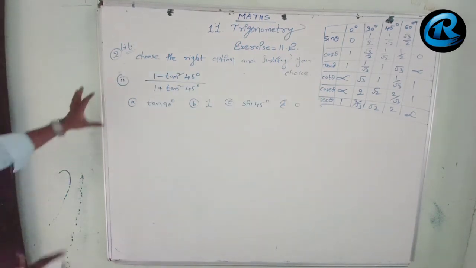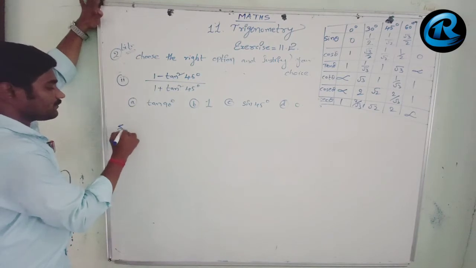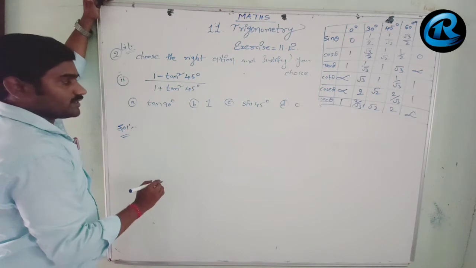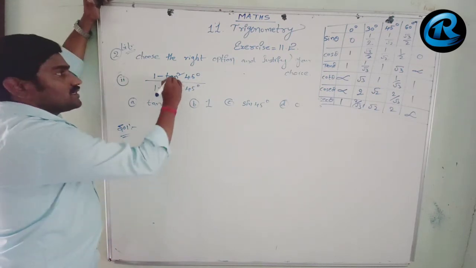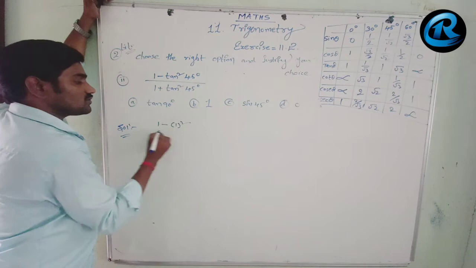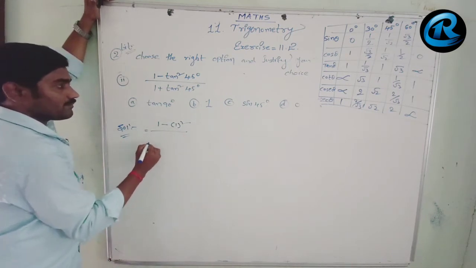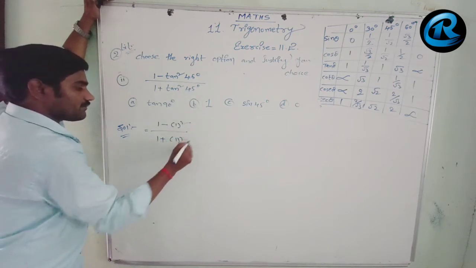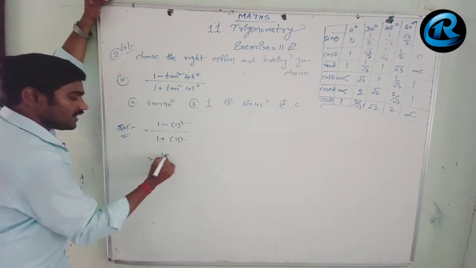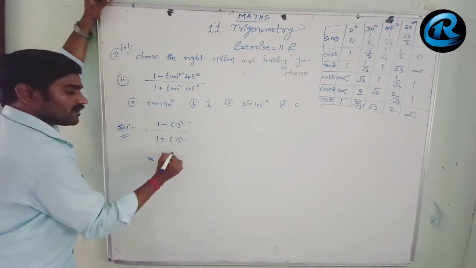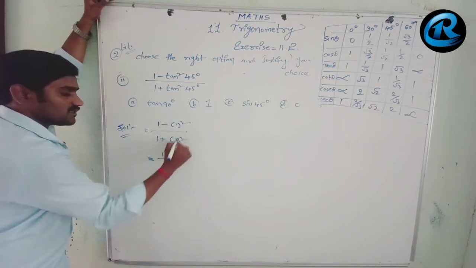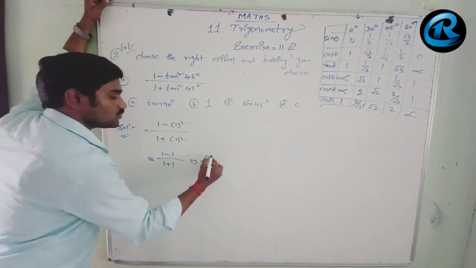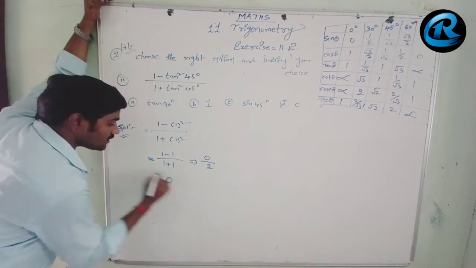Now we go for the second question. See that the second question is 1 minus tan square 45 degrees by 1 plus tan square 45 degrees. Tan 45 is 1, so 1 square by 1 plus tan square 45 degrees, again 1 square. So 1 minus 1 square value is 1, by 1 plus 1 square value is 1. That equals 1 minus 1 is 0 by 1 plus 1 is 2.